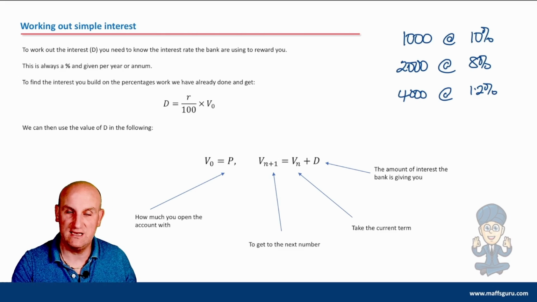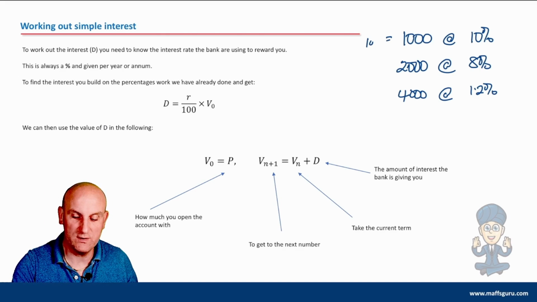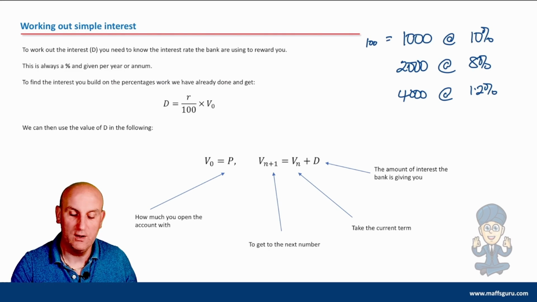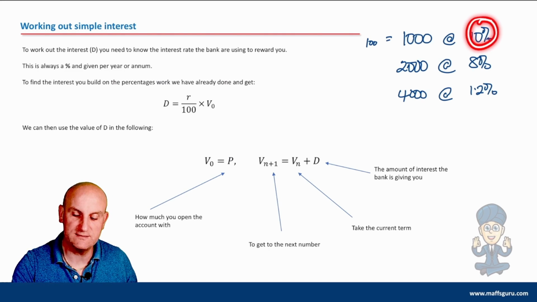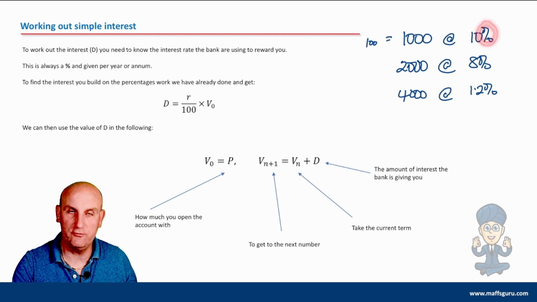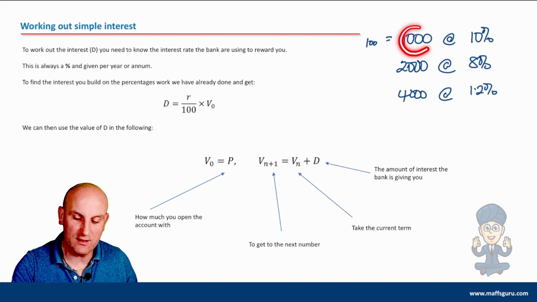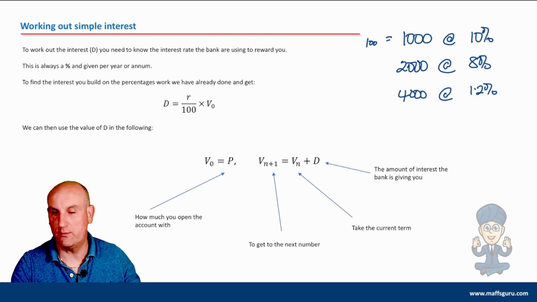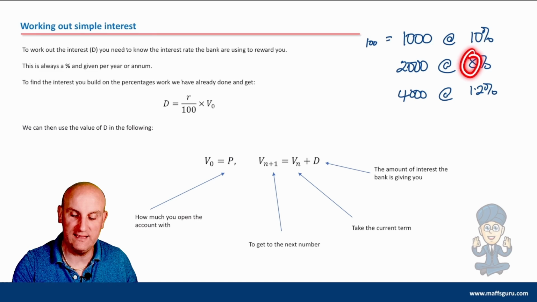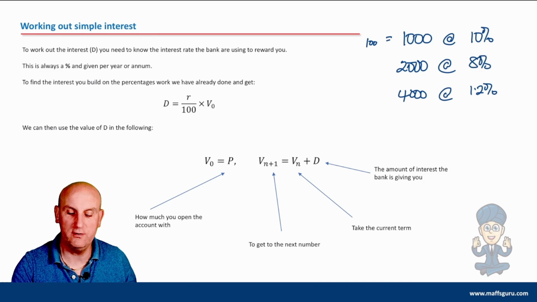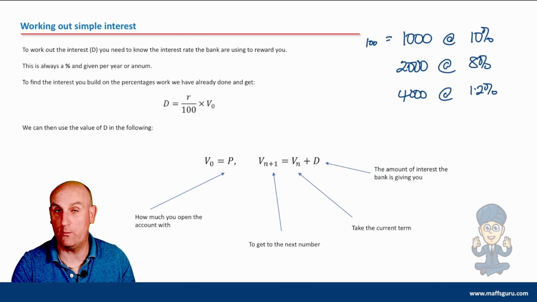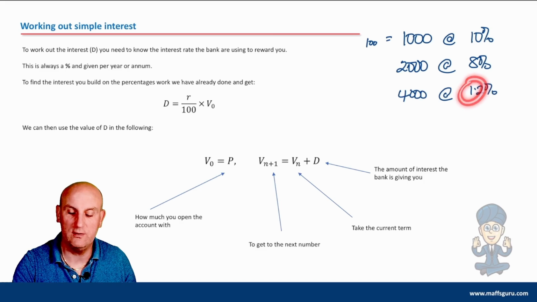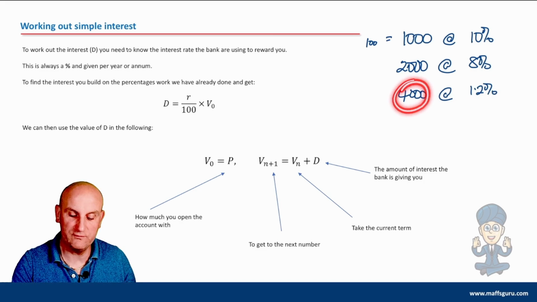What is 10% of 1,000? Well, in that situation, we worked out it was 100. How did we do it? Well, we took the interest rate, we divided it by 100, that's what percent means, and then we times it by our initial amount. How would I find 8% of something? Well, I would do 8 divided by 100 times the initial amount. What about 1.2%? Again, I'd do 1.2 divided by 100 times 4,000.